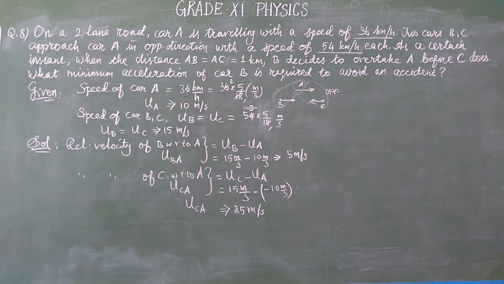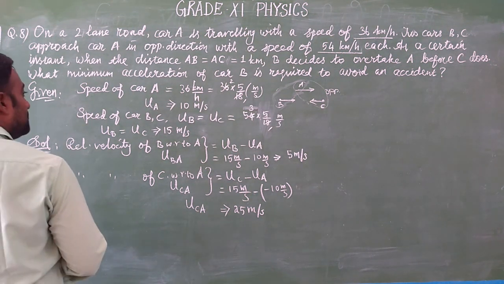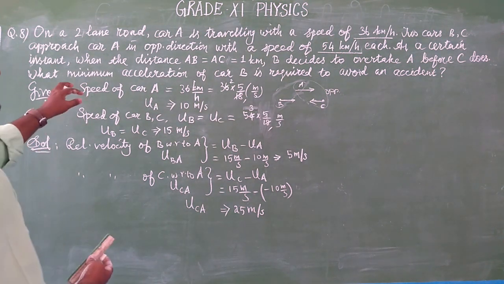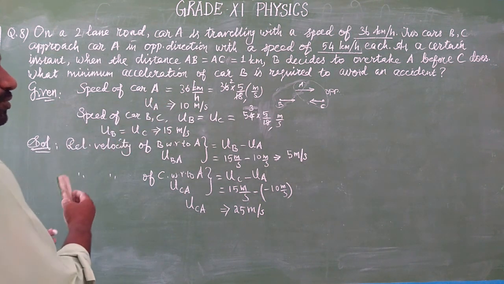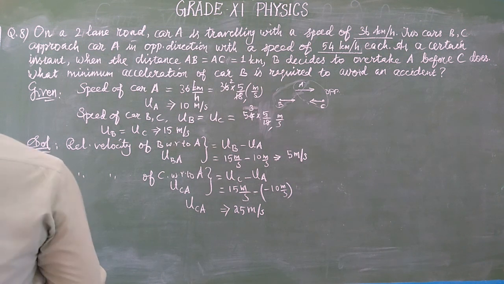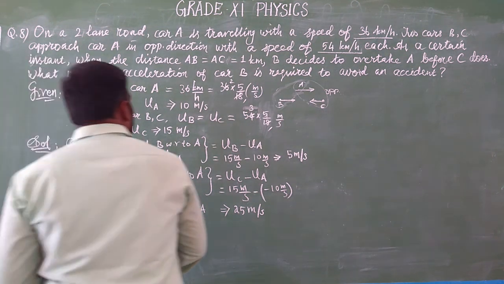So we got the relative velocity for both cases. We'll write it separately. The next thing: B wants to overtake A before C does. So what is the minimum acceleration? We should find the minimum acceleration, so that we'll write here.